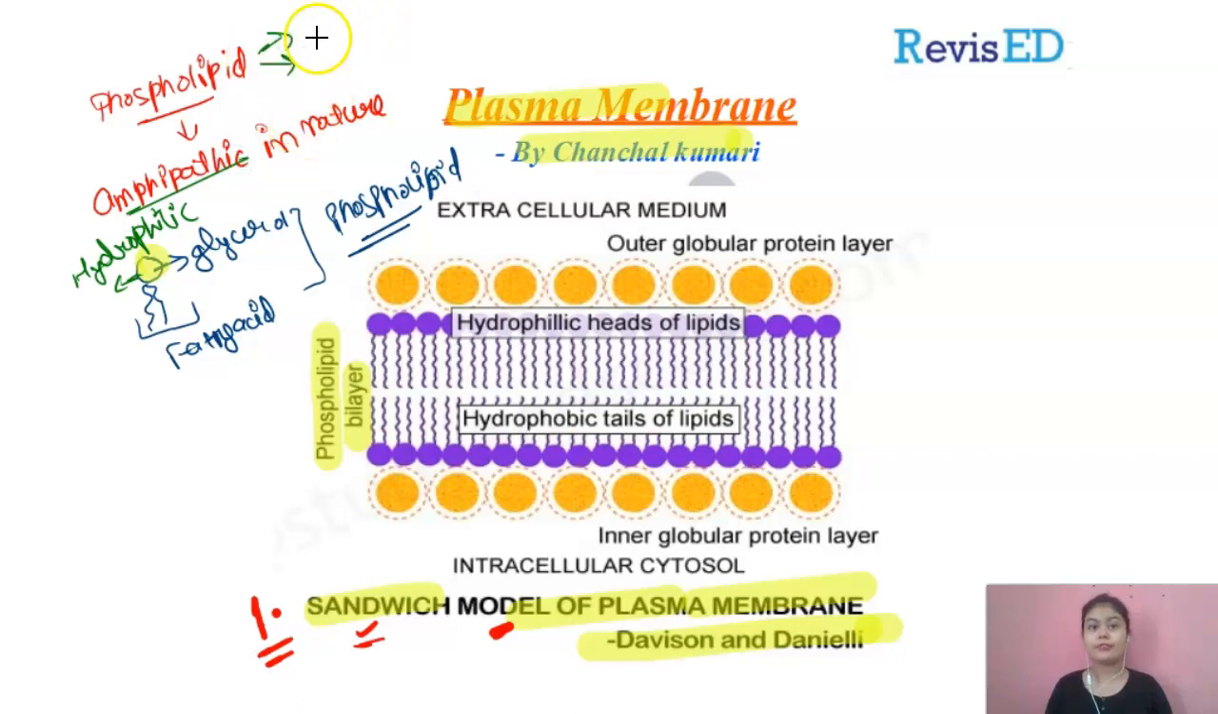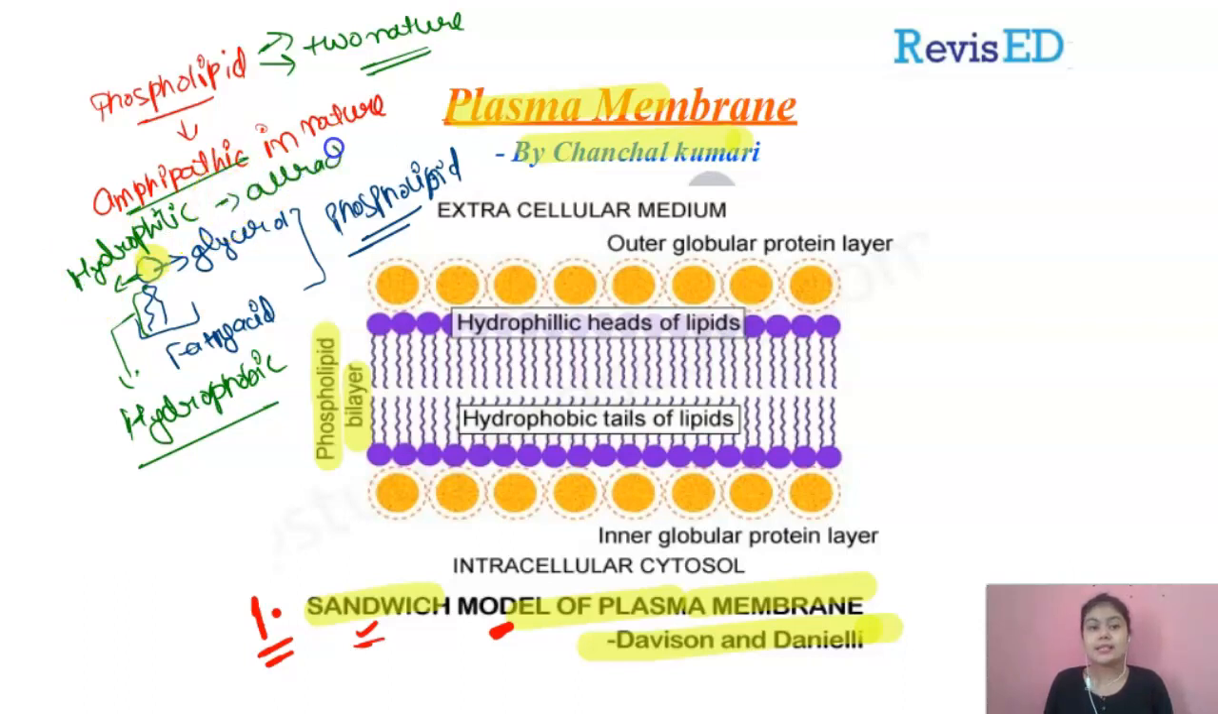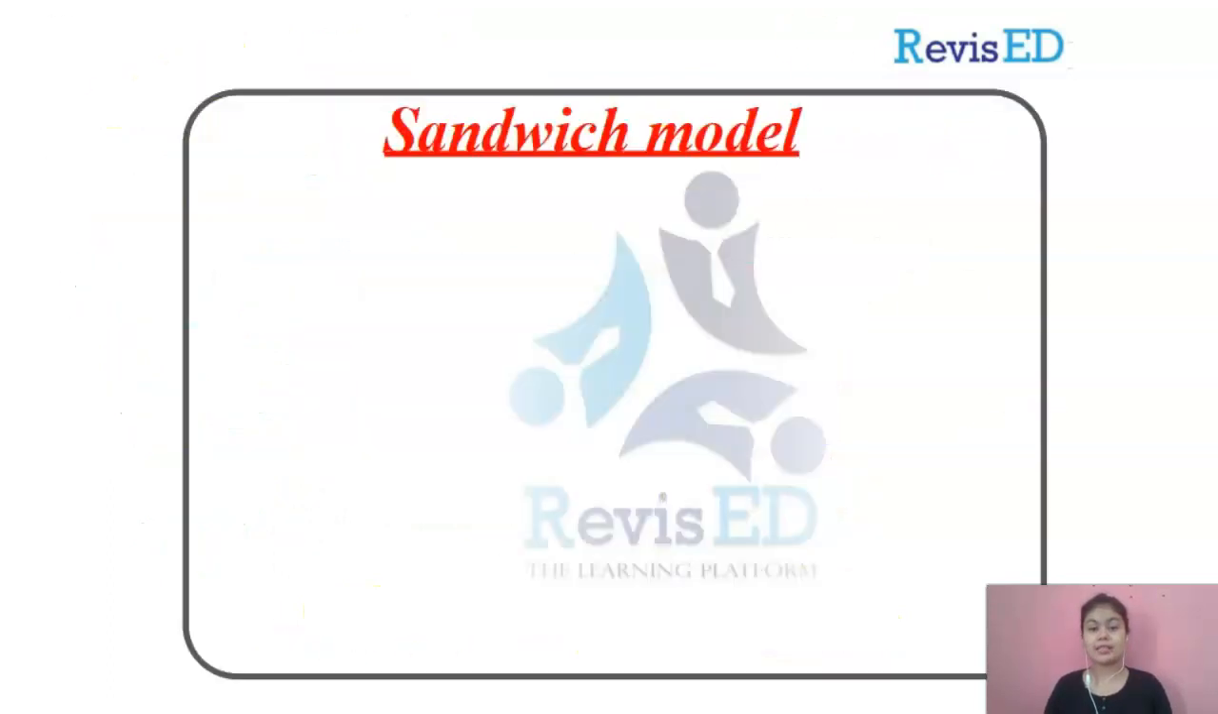Hydro means water, philic means loving. It means it attracts water molecules, but our tail is hydrophobic. It repels water molecules. It does not attract them. So these are the two basic natures of our phospholipid layer. Hence, we call it amphipathic in nature, and this was given by Daniel and Dabson.